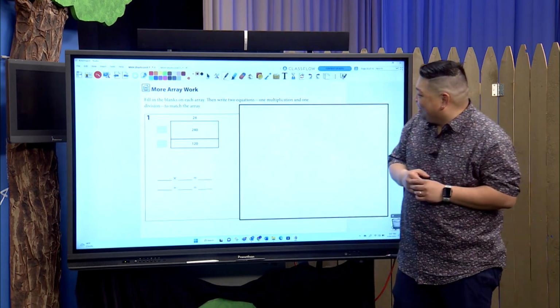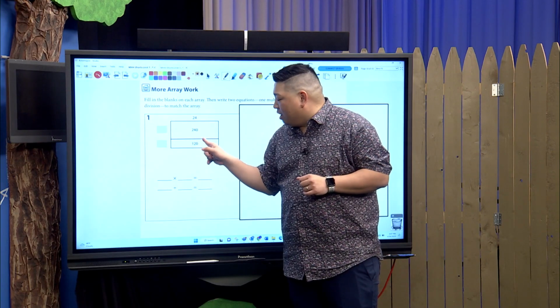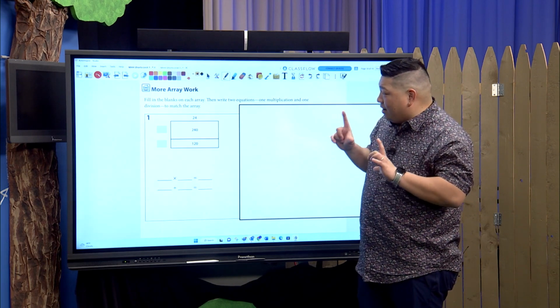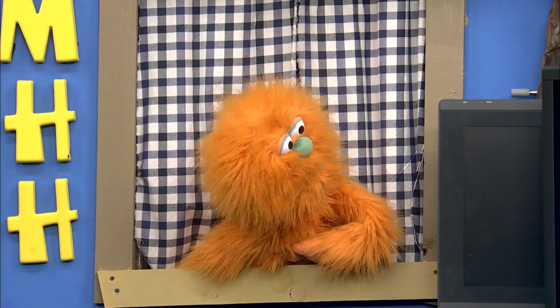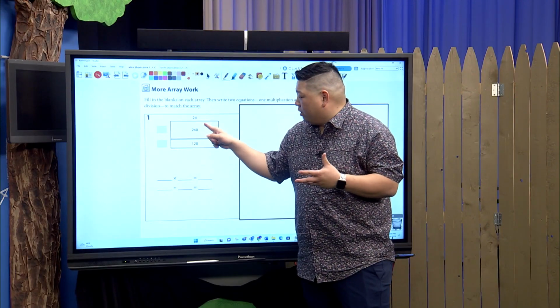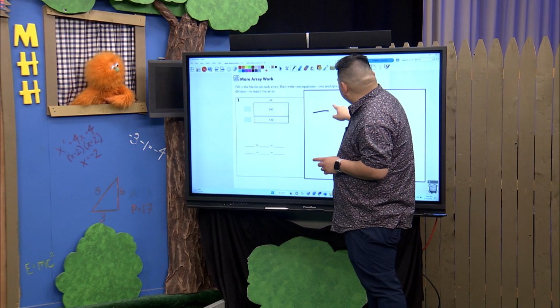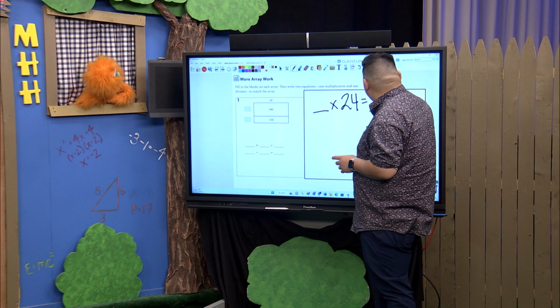All right, so we have a blank on this side. We have a 24 at the top. We have a 240 inside the box, and we have a 120 inside the other rectangle. So we have 2 rectangles. The one big array has been cut down to 2 different arrays. So something times 24 would give us 240. Let's go ahead and write that down.